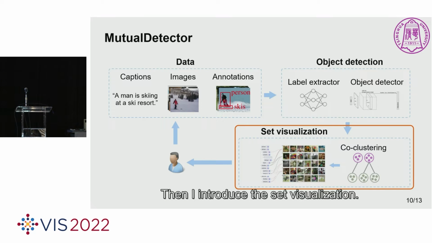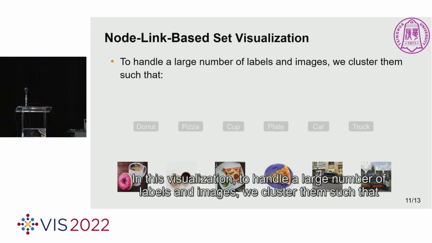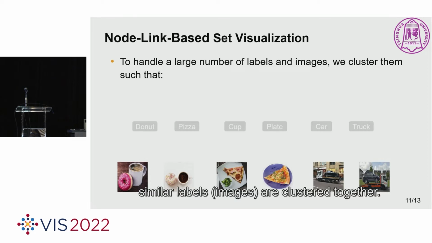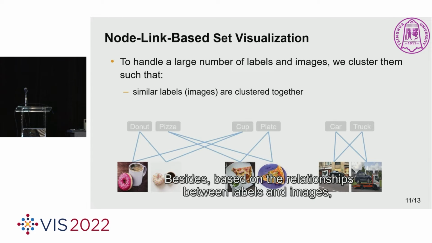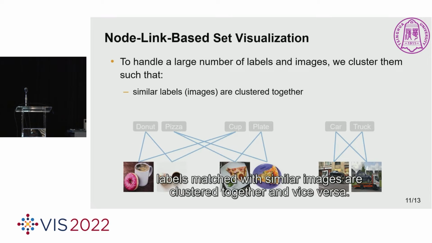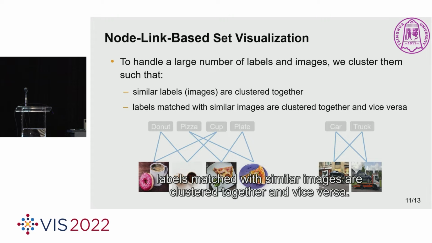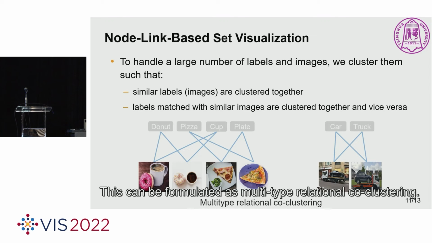Then, I introduce the visualization. In this visualization, to handle a large number of labels and images, we cluster them such that similar labels or images are clustered together. Besides, based on the relationships between labels and images, labels matched with similar images are clustered together and vice versa. This can be formulated as multi-type relational co-clustering.